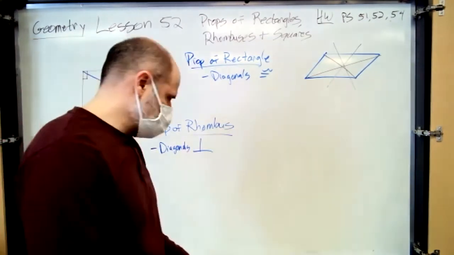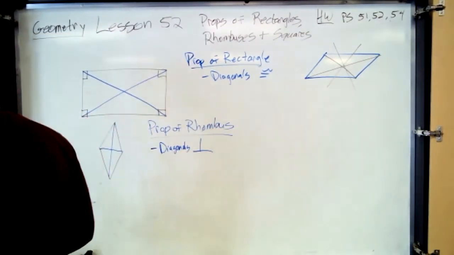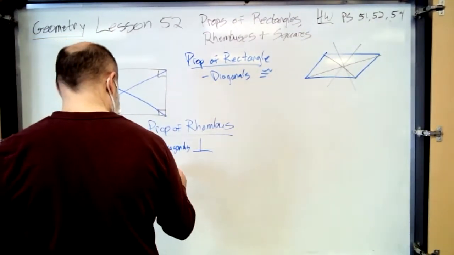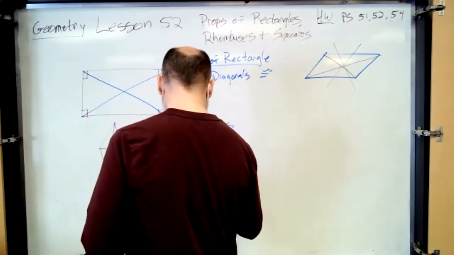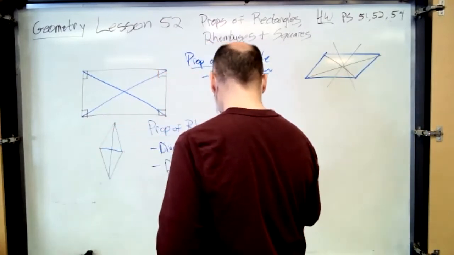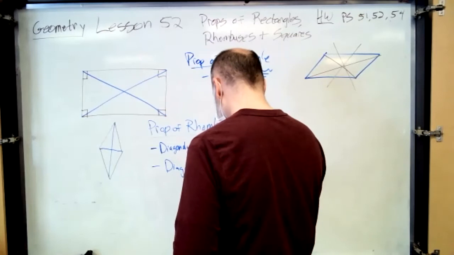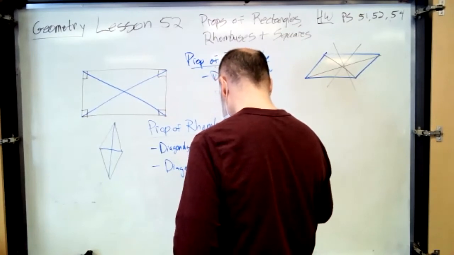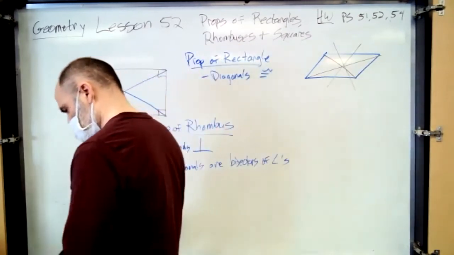Okay, the other property is that the diagonals are not just perpendicular, they're also angle bisectors, or bisectors of the angles. So do you see that?